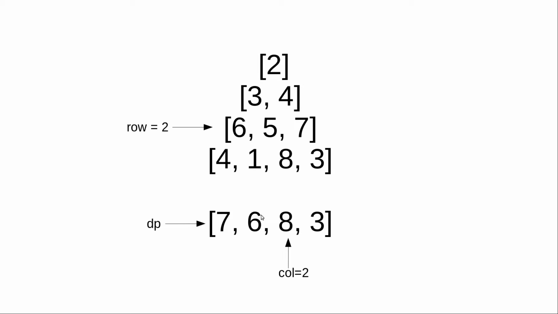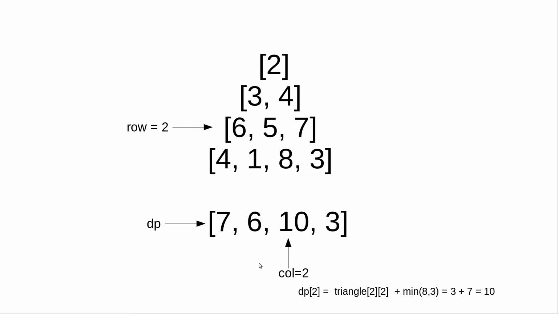Similarly, we'll go to the next column, and this is triangle of 2 2, which is 7, plus minimum of 8 and 3. In this case, it's 3. So the sum is equal to 10. Now, this got updated. After this, we cannot move to column 3 because if you see in row 2, we have only columns from 0 to 2. So it's 0, 1, and 2.